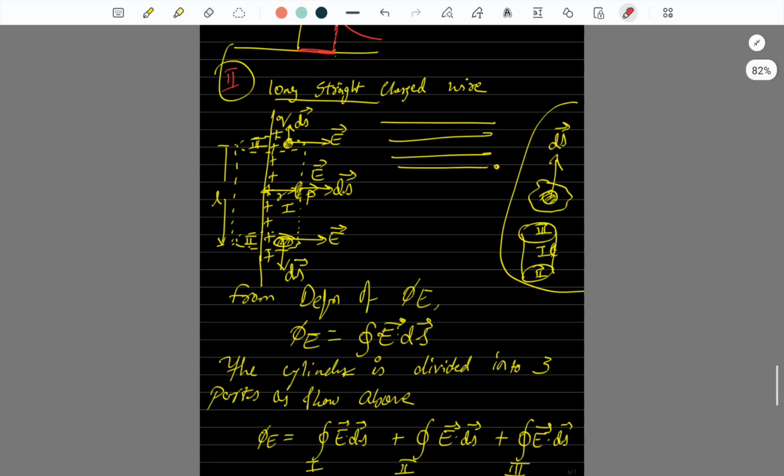Okay, and there is one more, the third derivation of Gauss law, for a thin plane sheet, that needs to be done. That we shall see in the next video. Okay, thank you.